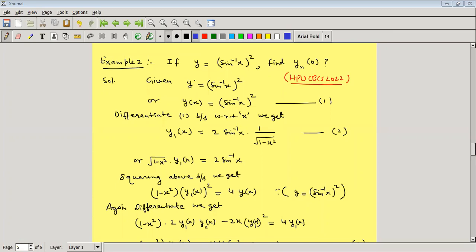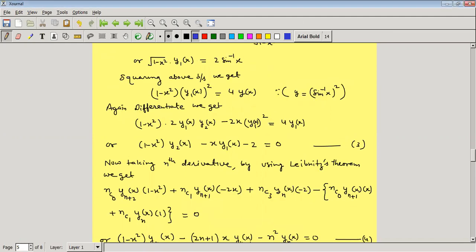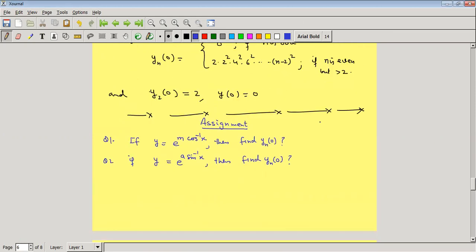So this question, example number 2, was asked in the HPU CBCS 2022 exam. So these types of examples are important from the examination point of view. So go through some examples.